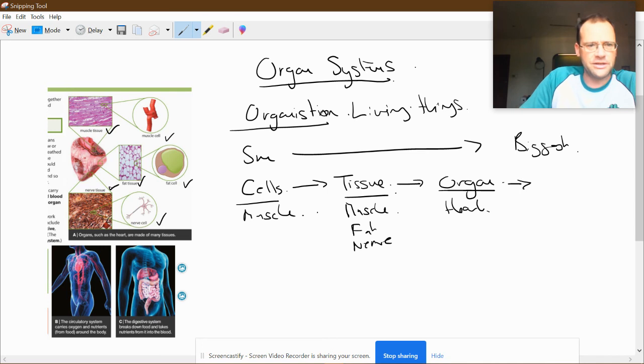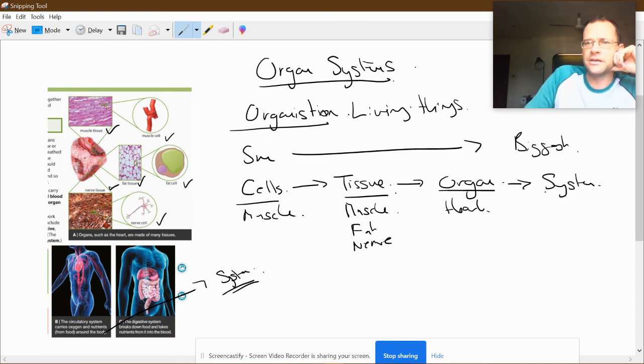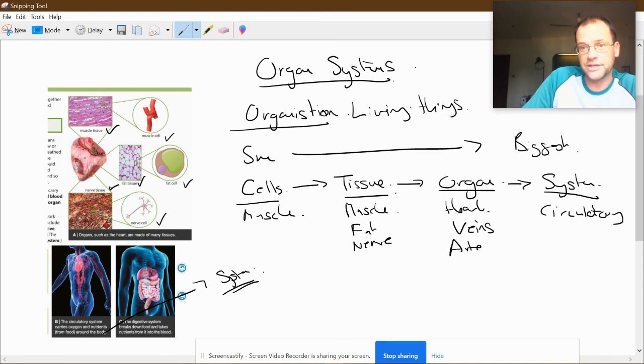Now, in the circulatory system, we have down here, system. There's one example, circulatory system. It contains two or more different organs. So the circulatory system contains the heart. It contains veins, which actually take blood back to the heart. And it also contains arteries, which take blood away from the heart.